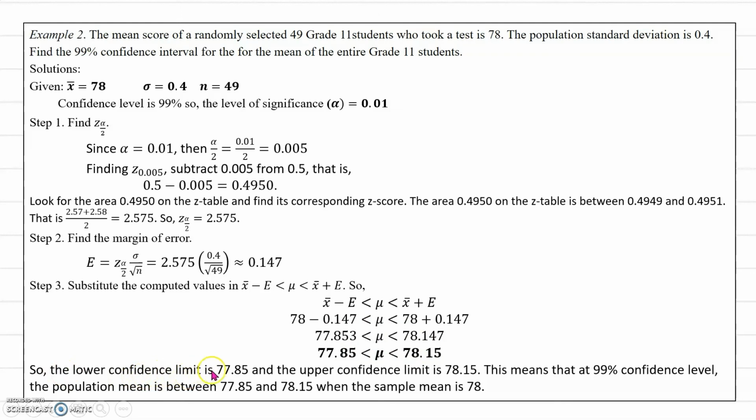So the lower confidence limit of our interval here at 99% confidence level is 77.85, and the upper confidence limit is 78.15. This means that at 99% confidence level, the population mean is between 77.85 and 78.15 when the sample mean is 78.